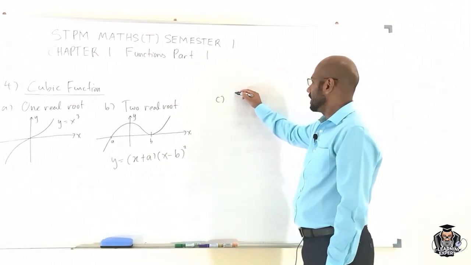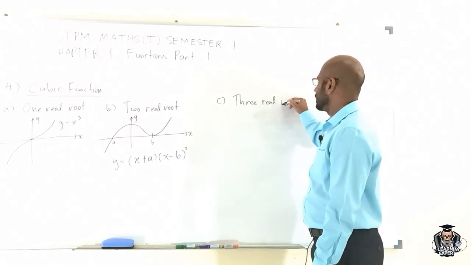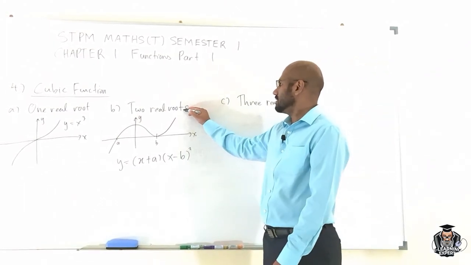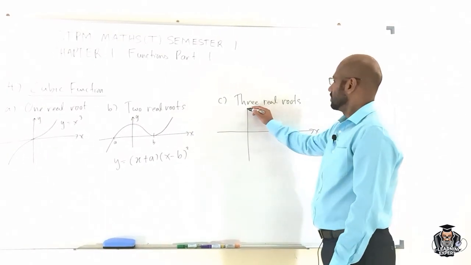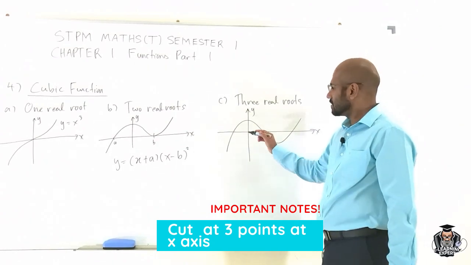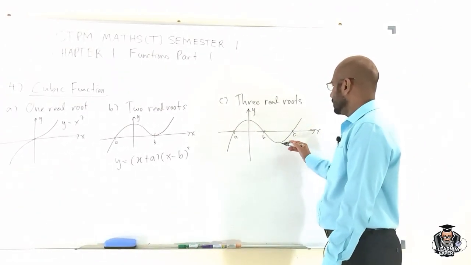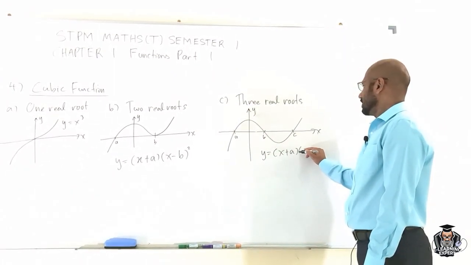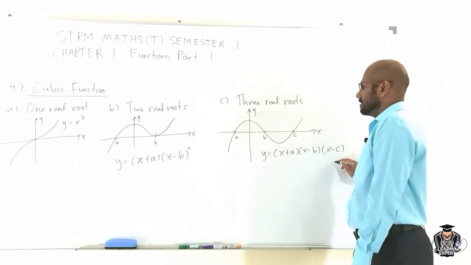And we could also have 3 real roots. Now this is a standard cubic function graph over here, where it's going to cut at 3 points on the x-axis. If I were to call this A, B and C, the equation will look like this: x plus A, x minus B, followed by x minus C.